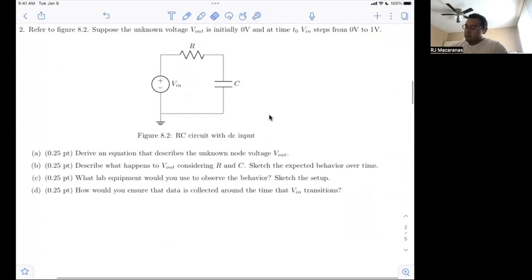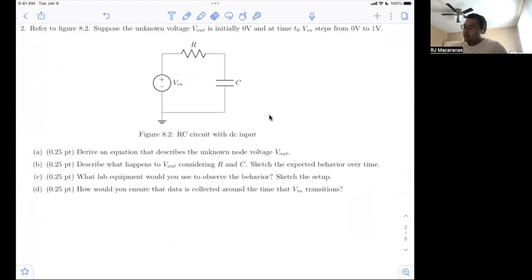So we're going to derive an equation that describes this unknown node voltage V out. So what is our unknown node voltage? Well, we know that this bottom node is ground, so that's 0. And we know that V in is kind of like a voltage source, so that's always going to be whatever V in is. And then this is our unknown voltage, V out.